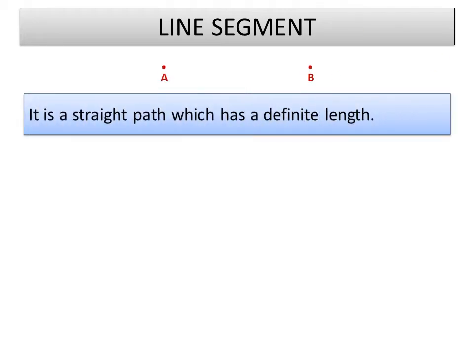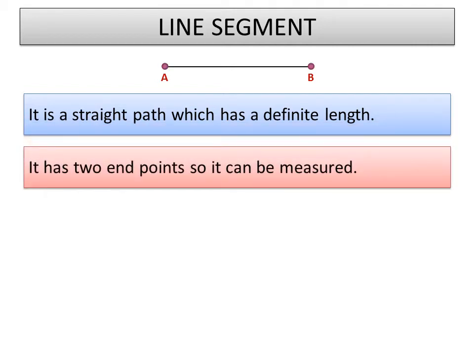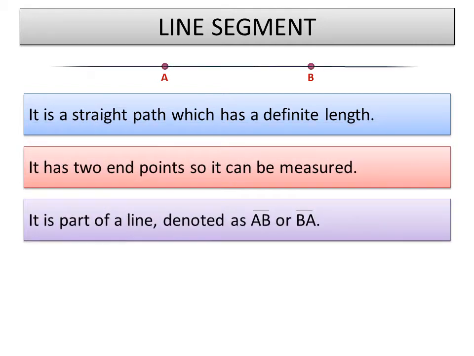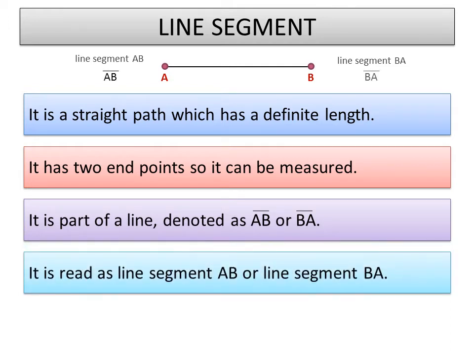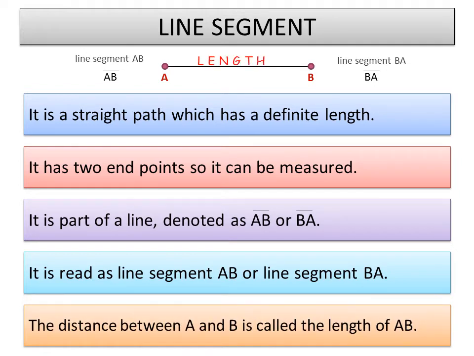Okay, the next is line segment. It is a straight path which has a definite length. It has two endpoints, so it can be measured. It is a part of a line. It is denoted as line segment AB or line segment BA. It is read as line segment AB or line segment BA. The distance between A and B is called the length of AB.